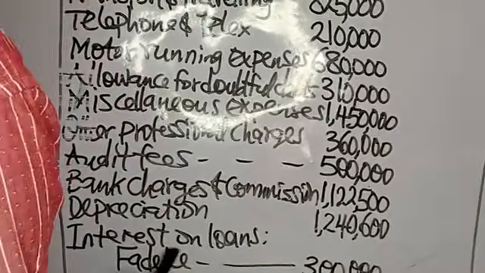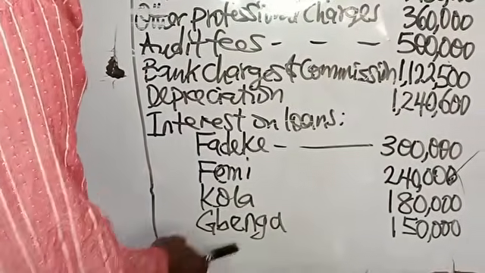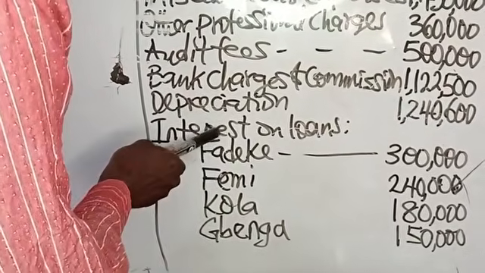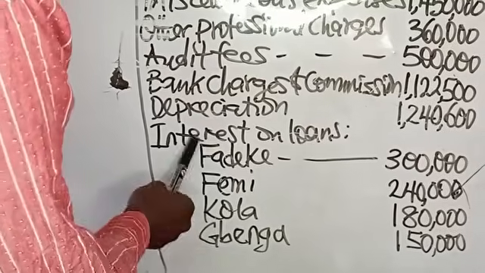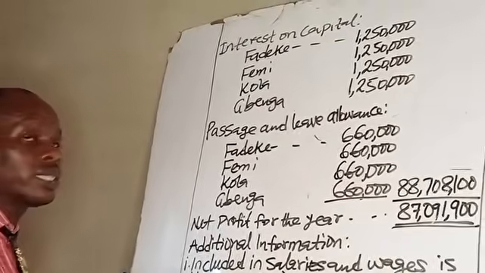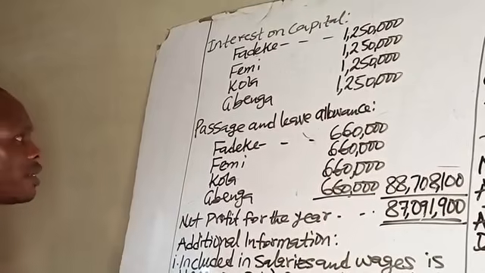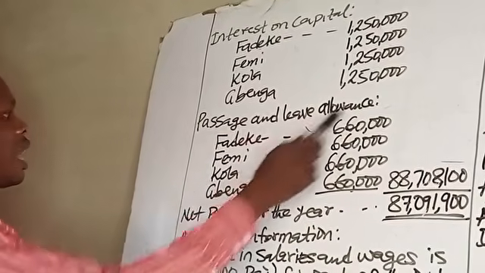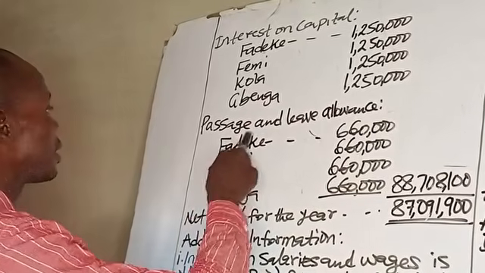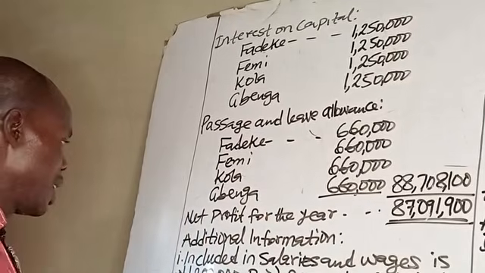Then interest on loans. Fadike, Femi, Kola, and Benga, they are an allowable expense of the partnership business, but they are taxable in the hands of the recipient. Interest on capital is an allowable expense of the partnership business, but it is taxable in the hands of the recipient. Passage and leave allowance is allowable to the firm, but it is taxable in the hands of the partners enjoying that allowance. The net profit has been used.